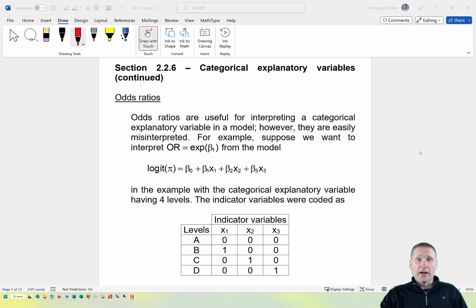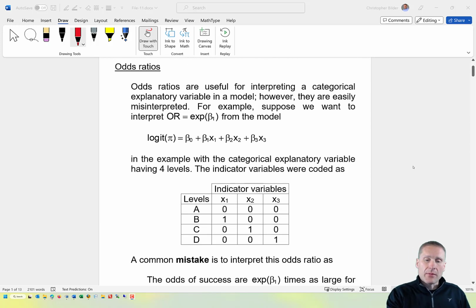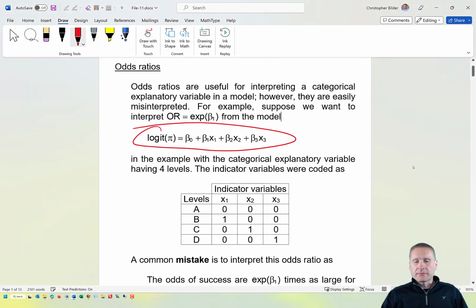To interpret the effect that a categorical explanatory variable has on the response variable in a logistic regression model, we use odds ratios. To see how this is done, let's go back to our example where we had a 4-level categorical explanatory variable represented in the model such as this. To represent this 4-level categorical explanatory variable, we had 3 separate indicator variables where A was the base level.